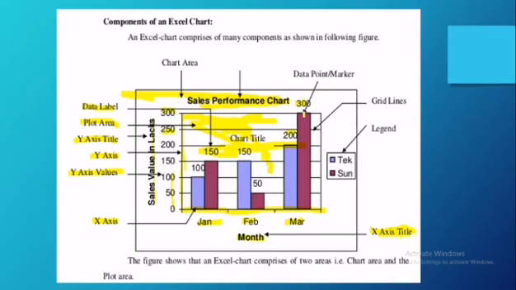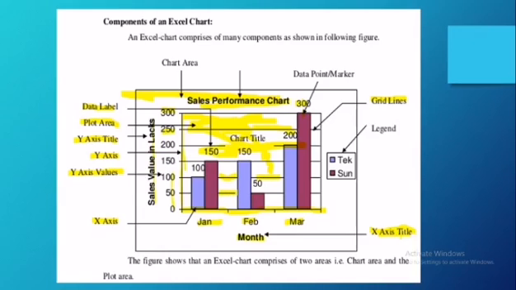Then data points are the points where the chart is drawn; these are known as the data points. Then we have the grid lines. The grid lines are the horizontal or vertical lines given at the back of the chart. Like these lines which I am highlighting right now, these are known as grid lines. These help us to understand the chart easily.